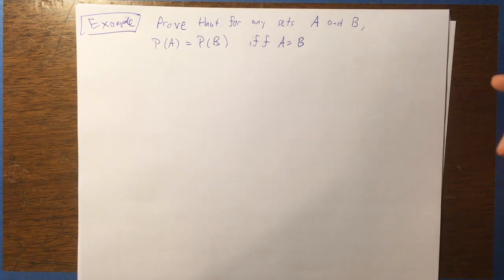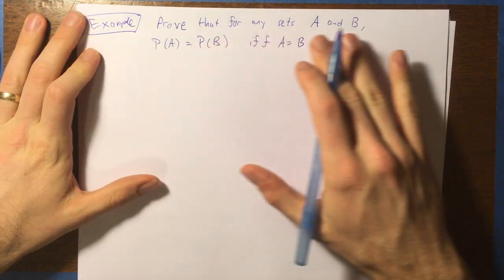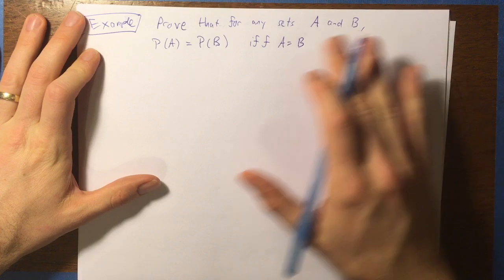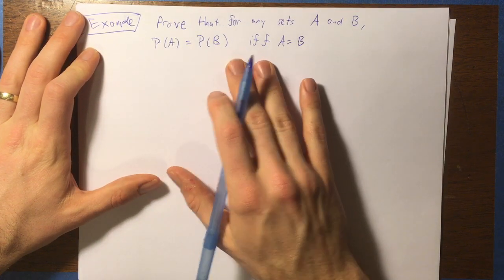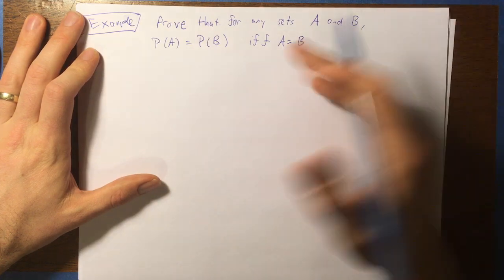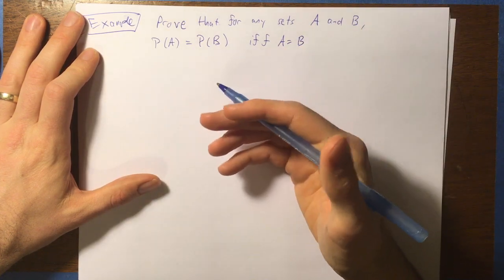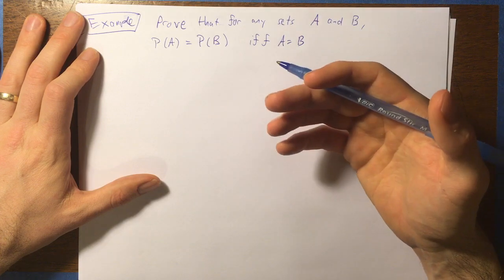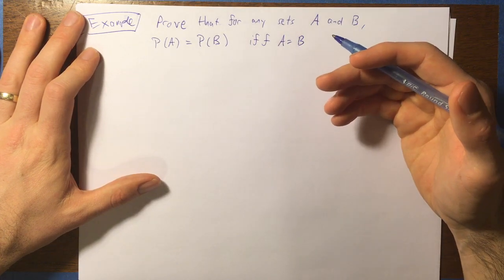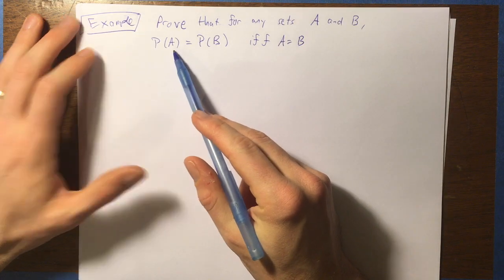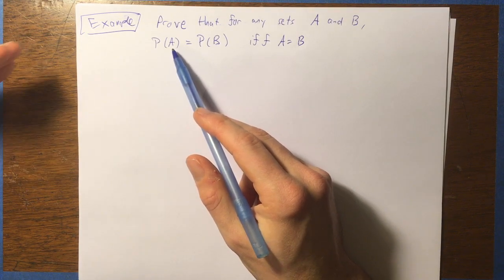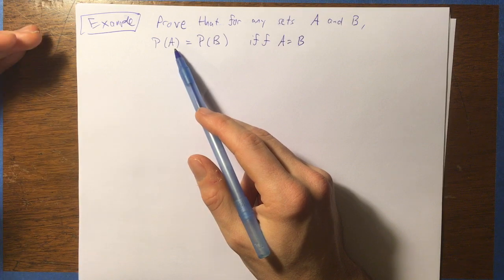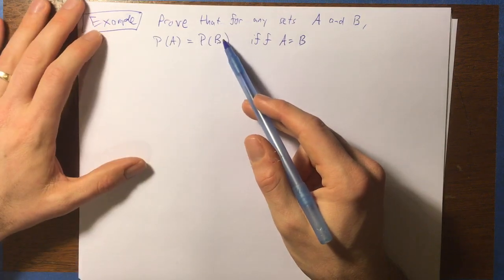So let's look at the statement. The statement is, prove that for any two sets A and B, the power set of A is equal to the power set of B if and only if A equals B. So remember, the power set of a set is the set that consists of all subsets of that set. So the power set of A is a new set you make that has as its elements all the possible subsets of A. And then that would be the same for B.